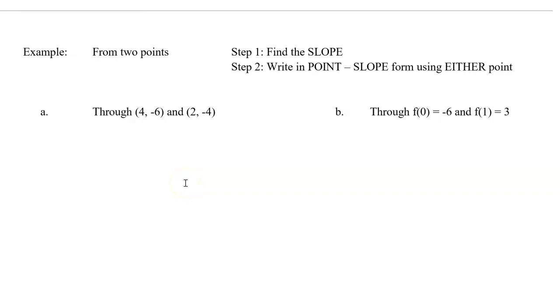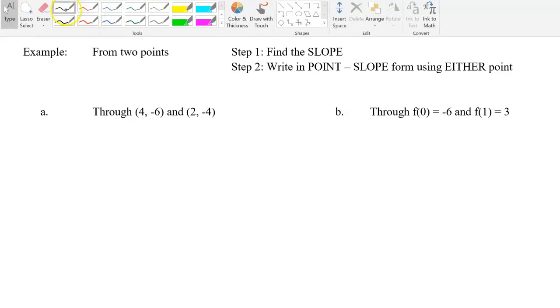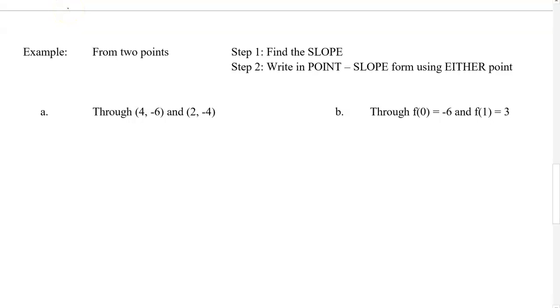In this video, we are going to cover how to write the equation of a line when you are given 2 points. I like to think of writing the equation of a line given 2 points in 2 steps. The first step is to find the slope between the 2 points. To find the slope between the 2 points, we're going to use the formula y2 minus y1 over x2 minus x1.